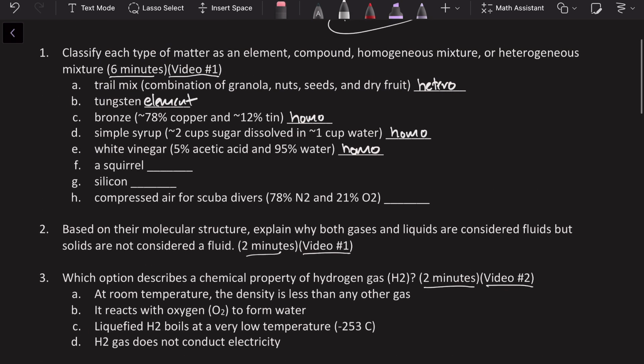Squirrels, this one's a bit of a wacky one, but this one's a heterogeneous mixture. This is one of the different phases exception to heterogeneous mixtures, and we clearly know that makes it heterogeneous. Silicon, this is also an element. We see it on the periodic table, Si. Compressed air, homogeneous, different molecules, looks all the same, and not chemically bonded.